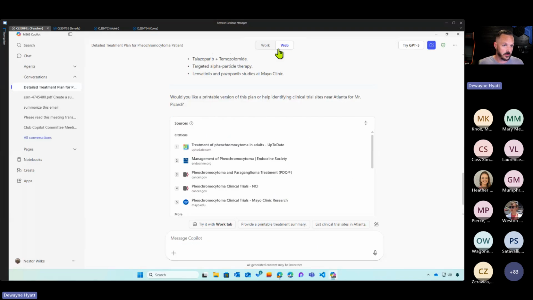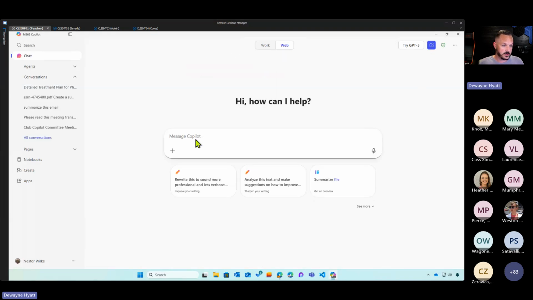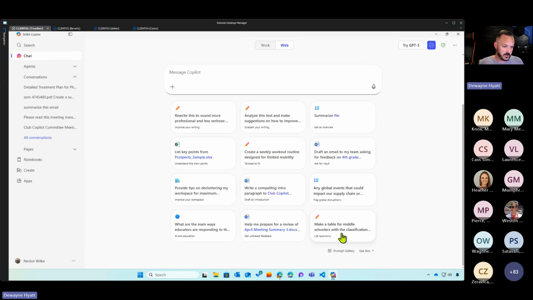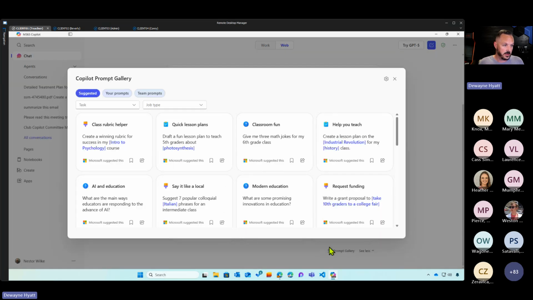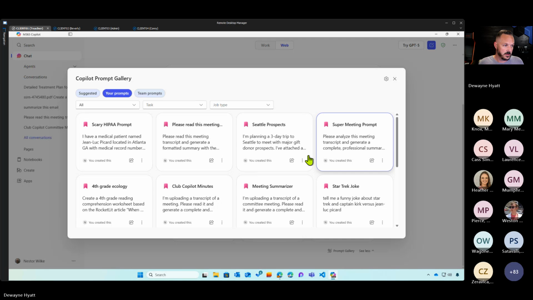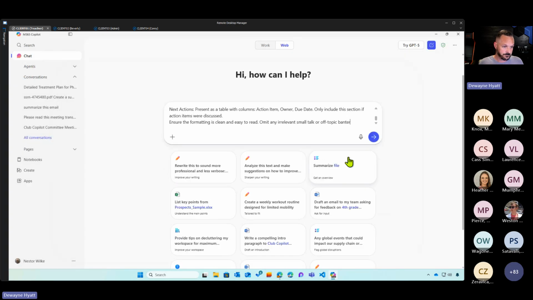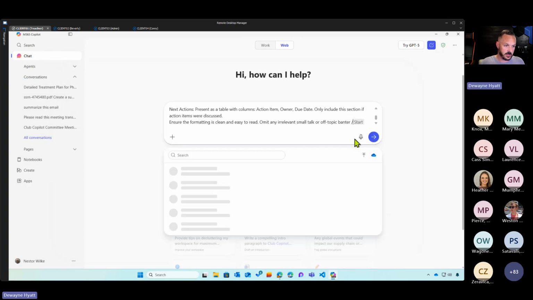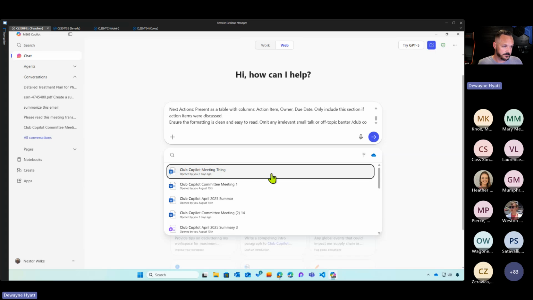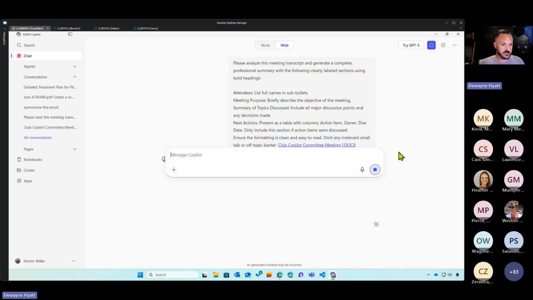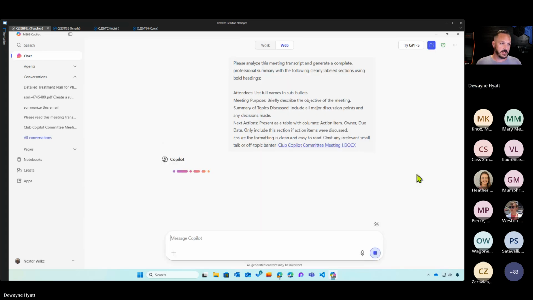So let's go over here to web. We'll start a new chat. I'm going to ask Copilot to summarize super meeting prompt. And then I'm going to give it Blub Copilot. I'm going to ask it to generate a summary of it. Now, will we see web query search results for this? What do y'all think?